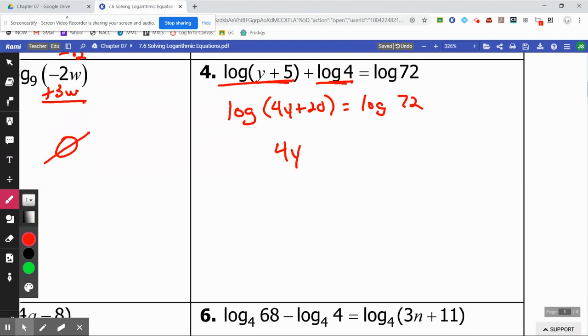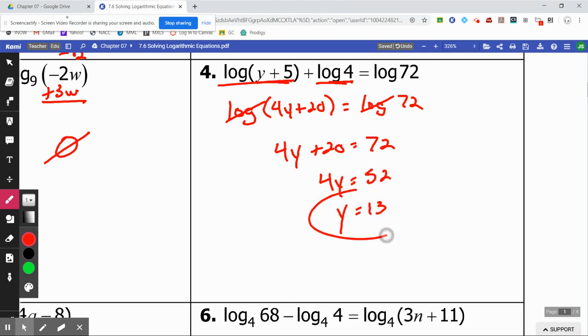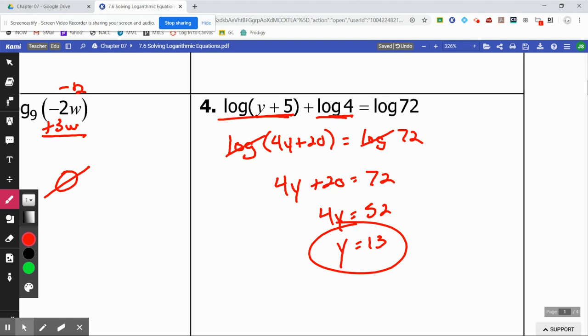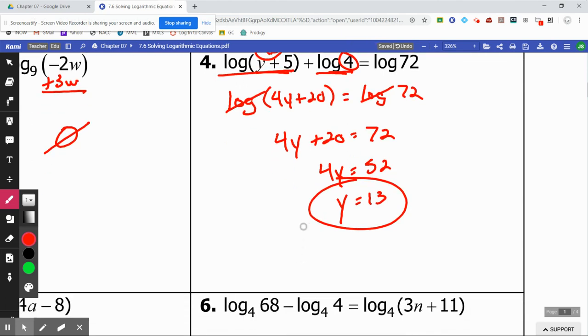And then, again, forget about the logarithm. 4y plus 20 equals 72. Subtract the 20 gives you 4y is 52, so y must be 13. Plug it into your original. That'd be the log of 18 plus the log of 4 equals log of 72, and you can do that. 18 times 4 does give you that 72 when you plug it in to check, or you can plug it in here to check as well.